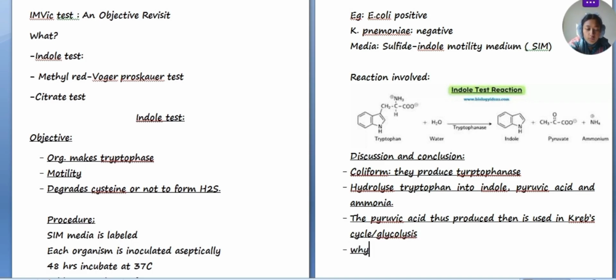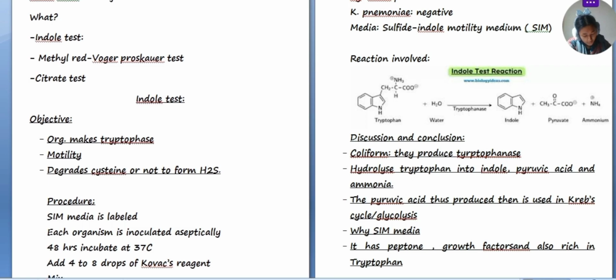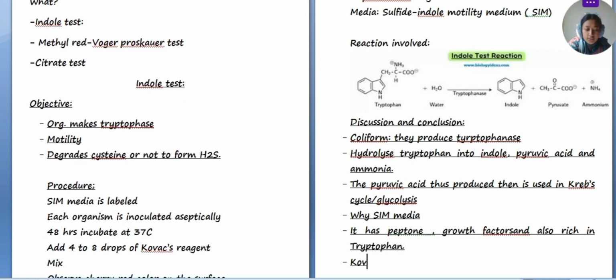And now, why is SIM media used? Because SIM stands for sulfur, indole, motility, and it has peptone, growth factors, and is also rich in tryptophan.